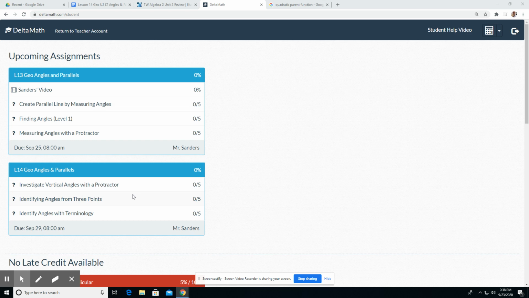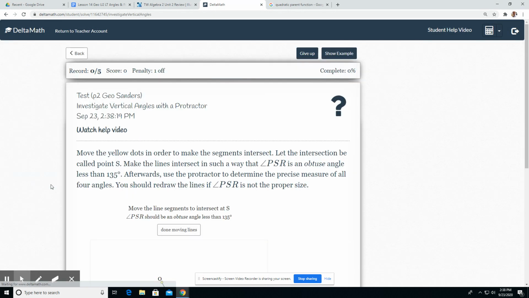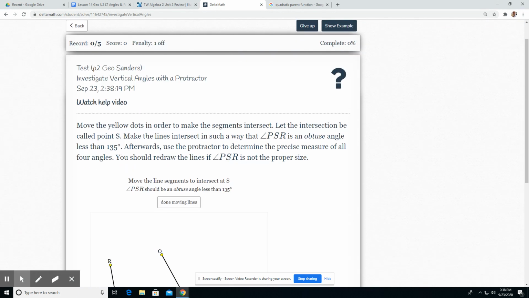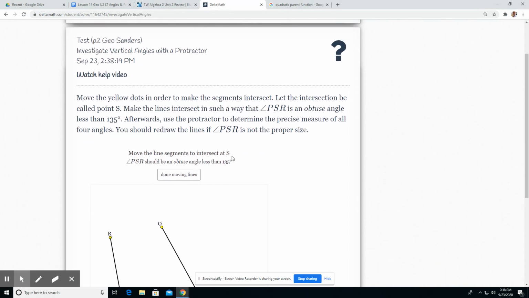Here we go with lesson 14, investigate vertical angles with a protractor. Move the yellow dots in order to make the segments intersect. Let the intersection be called point S. Make the lines intersect in such a way that angle PSR, remember S is the key to look at for that angle, is an obtuse angle, so that means bigger than 90 and less than 135 degrees. So it just has to be in between that.